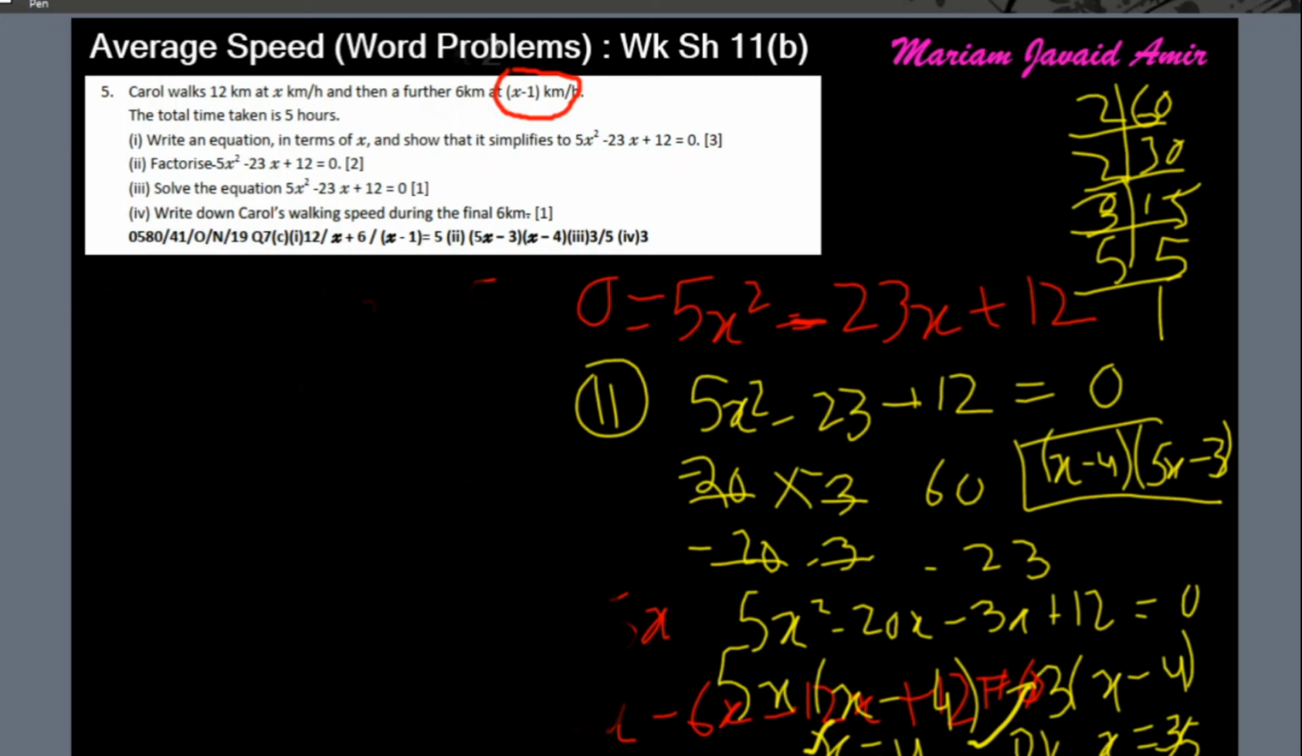Alright, so part 3 has two answers. The answer I've written has just one of those answers. Please write 4 with it as well. And in the final part, write down Carol's walking speed during the final 6 kilometers. That would be x minus 1, and x came out to be 4 and 3 by 5. If you take x equals 3 by 5, we'll end up getting a negative answer for Carol's walking speed, which can't be true. So instead we write x equals 4. So 4 minus 1 equals 3 is the answer.